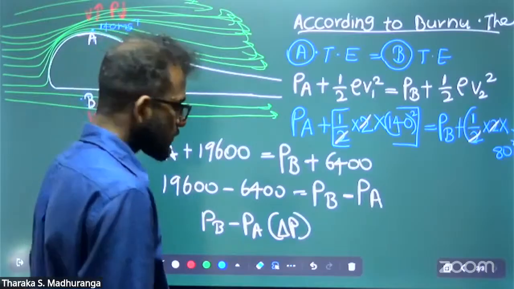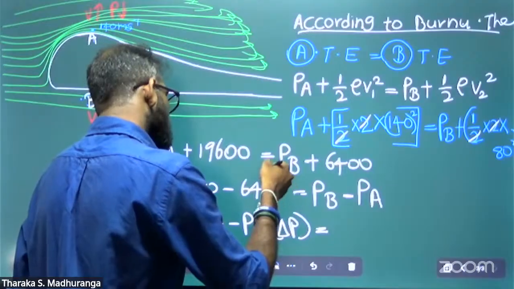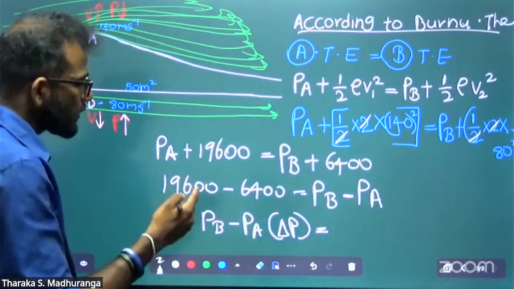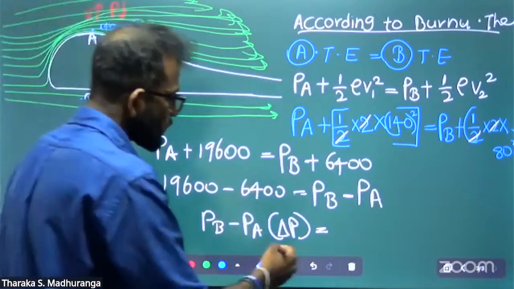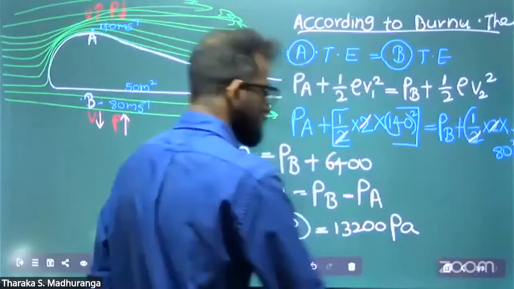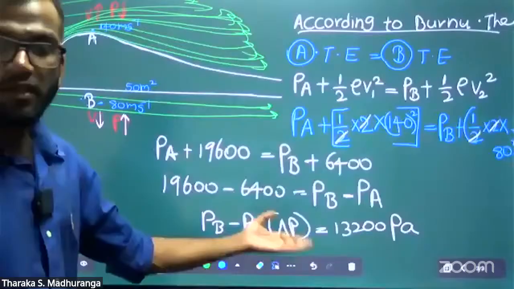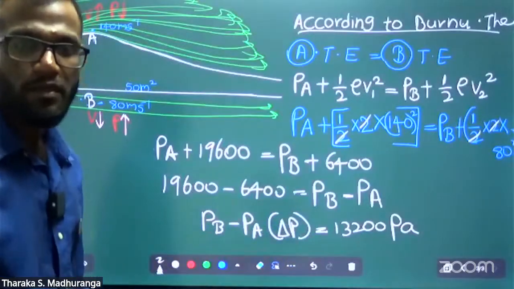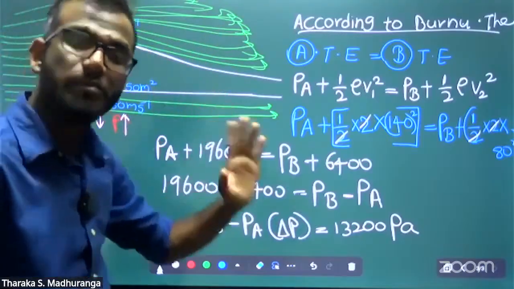Pressure difference equals 19,600 minus 6,400, which is 13,200. 13,200 Pascal. That's the answer, the pressure difference, delta P, between A and B. That means the pressure difference between the lower side and upper side of the airplane.